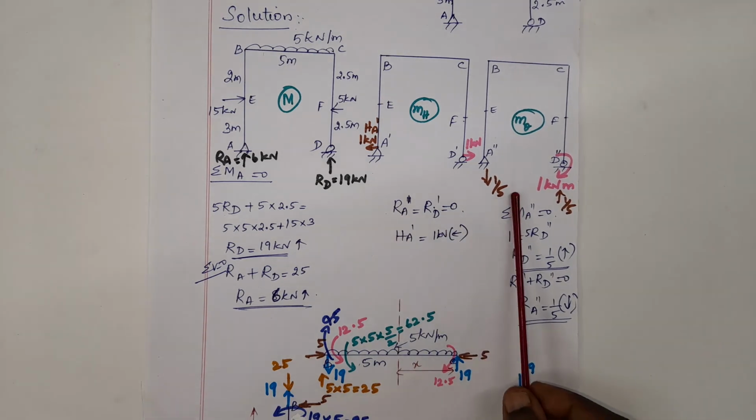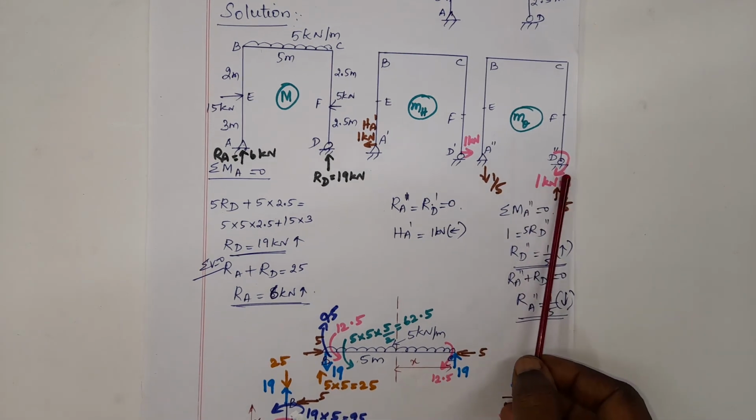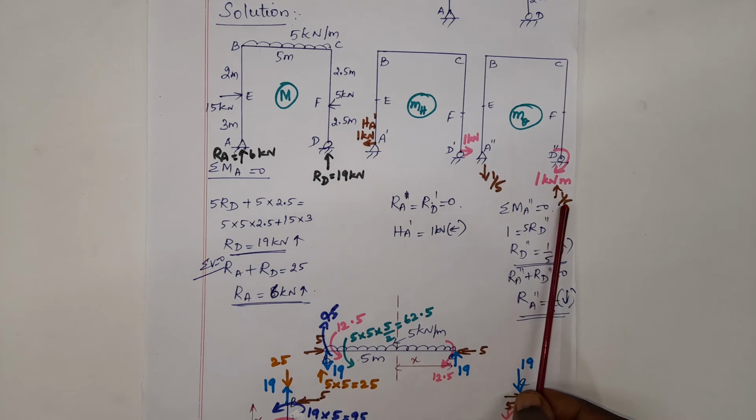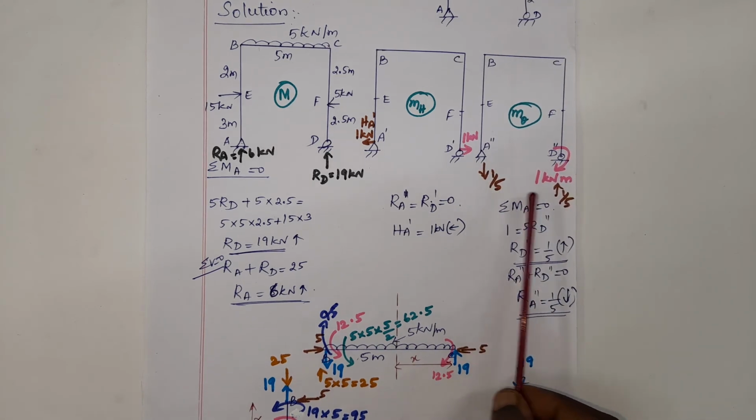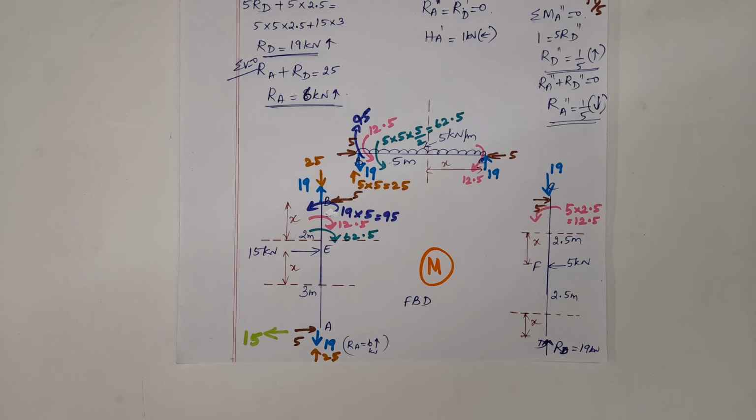Check the third diagram. A unit moment is applied at D. Due to this, the direction and magnitude of reactions are dealt with here. So for these three frames, for three loading patterns, the reactions are separately determined. Next, we shall draw the free body diagram for each frame. Let me show you for the given loading pattern.